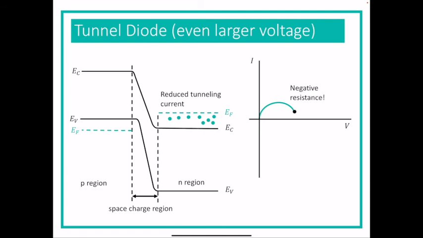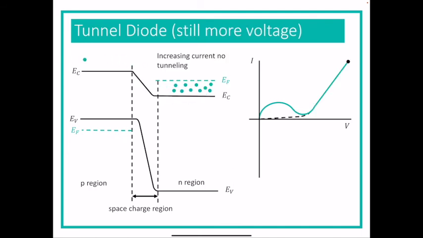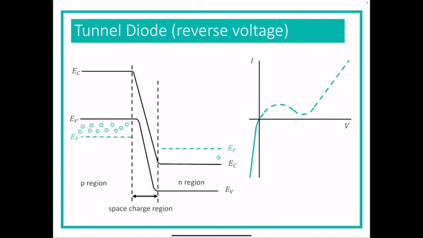Then when we get to the point where we add an even larger voltage, the normal voltage that we would use to forward bias the diode, then you get increased current, no tunneling, and the diode performs as any other diode would. If you reverse bias these, the holes pretty much just fall into the conduction band without much trouble, so more energy just causes more holes to move. Again, this is majority carrier current, not minority.